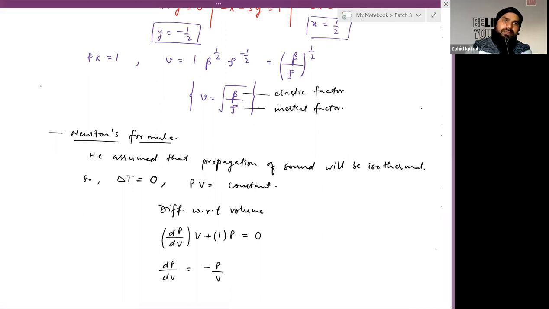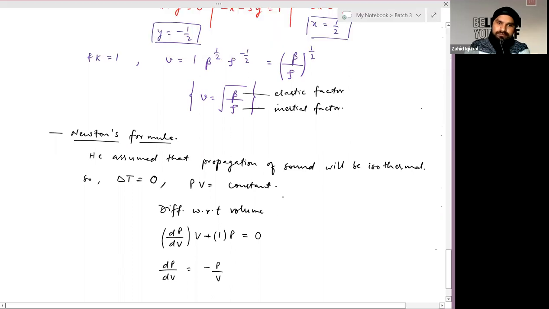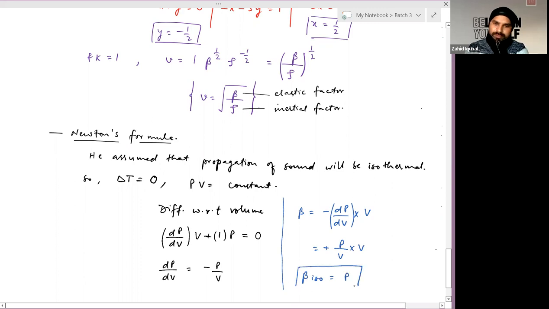Now we have to calculate bulk modulus. Bulk modulus equals minus dP by dV multiplied by V. If you put the value of dP by dV from this part, minus and minus will cancel out, P by V multiplied by V, so it will be just P. It means the bulk modulus for an isothermal process will be equal to the pressure of the system. I defined this particular part also in thermodynamics. Is it clear?